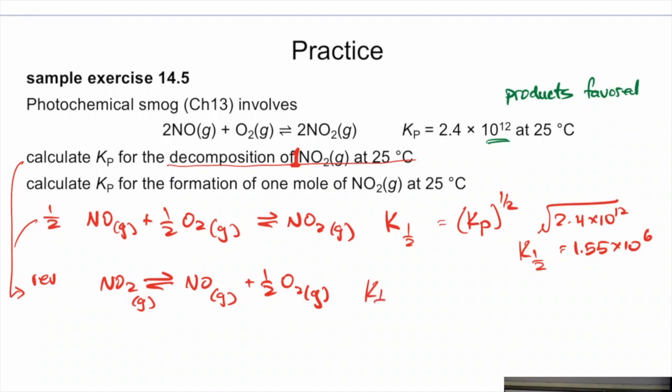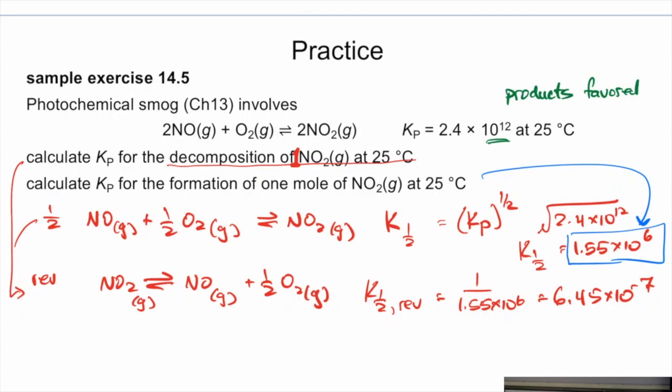Finally, both of these go into this. All right, so now we've got K 1/2 in reverse. What's it going to be? You have to go back and look at your rules. Forward and backward Ks are related by what? They're inverse. So this is going to be 1 over 1.55 times 10 to the 6th, which is 6.45 times 10 to the minus 7.